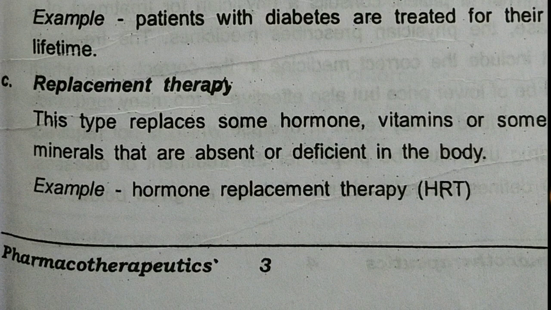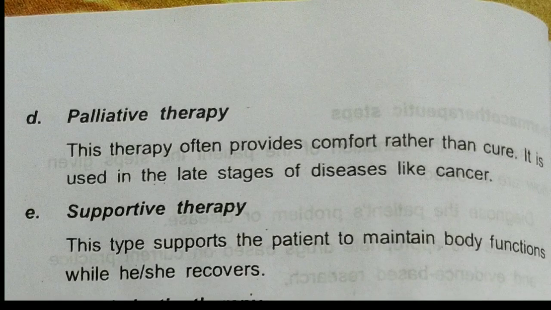Replacement therapy. This type replaces some hormones, vitamins, or some minerals that are absent or deficient in the body. Example, hormone replacement therapy. Palliative therapy. This therapy often provides comfort rather than cure. It is used in the late stages of disease like cancer. Supportive therapy. This type supports the patient to maintain body functions while he/she recovers.